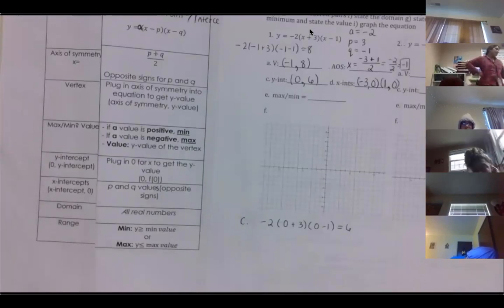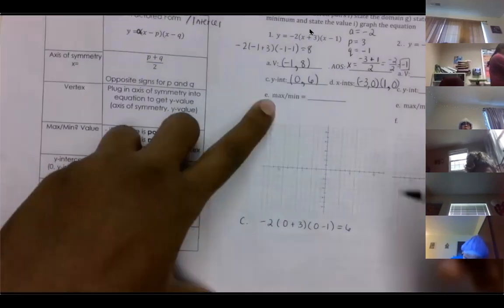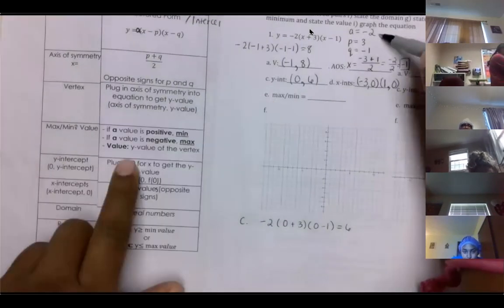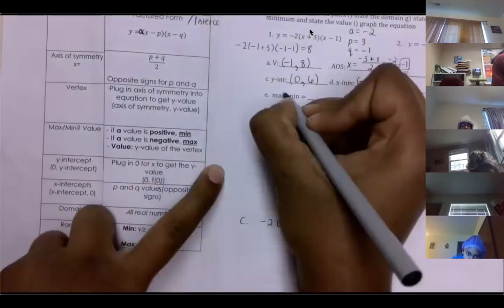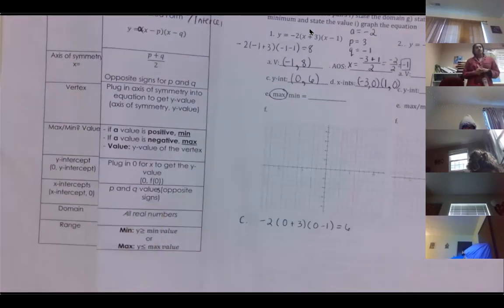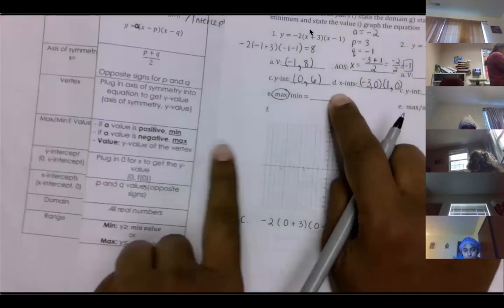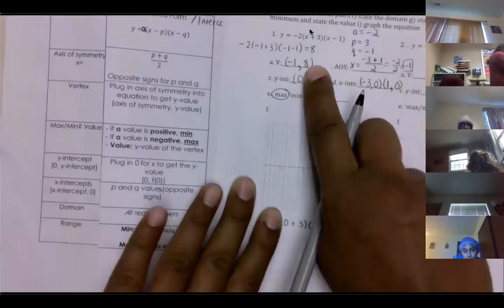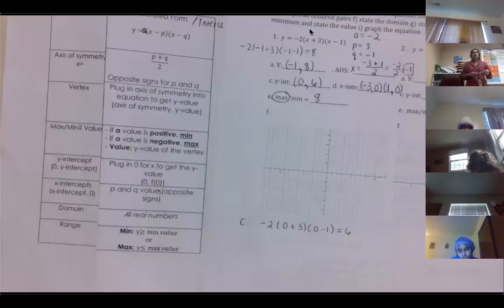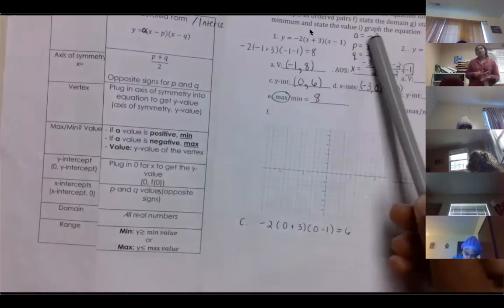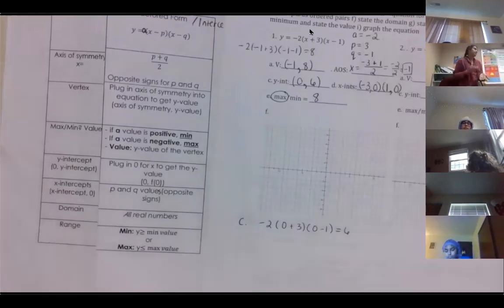All right, the last part, find the maximum or minimum. For that, you just look at the a value. My a value is -2, so I know if my a value is negative, then I'm going to have a maximum, so I'm going to circle maximum. And then to find the value of that maximum, it's just the y value of the vertex. My vertex's y value was 8, so that's my maximum value. Again, it's only dependent on the a, so just look at the a and see if it's positive or negative, and that's what's going to tell you if it's a maximum or a minimum. Questions so far?